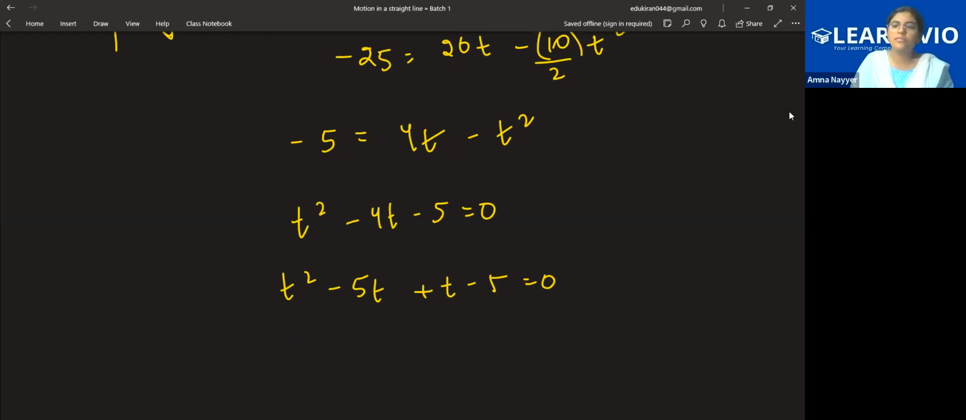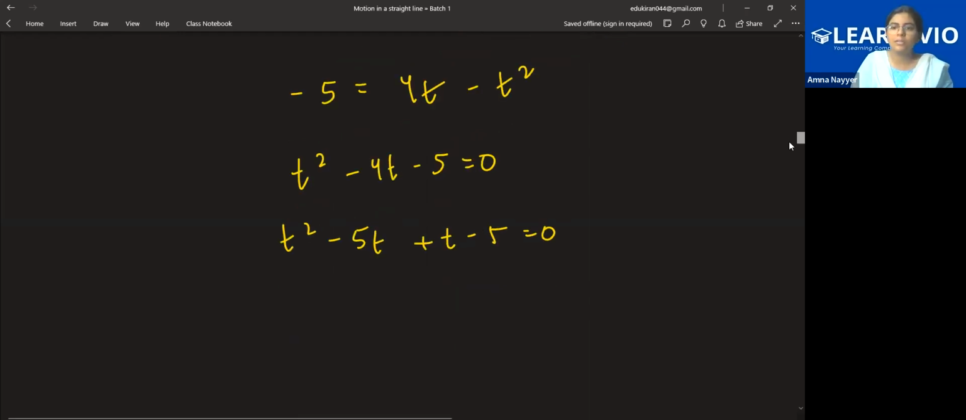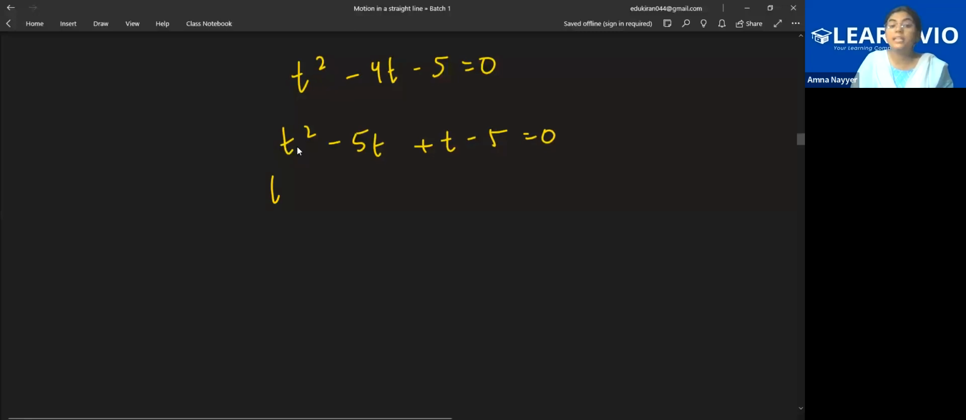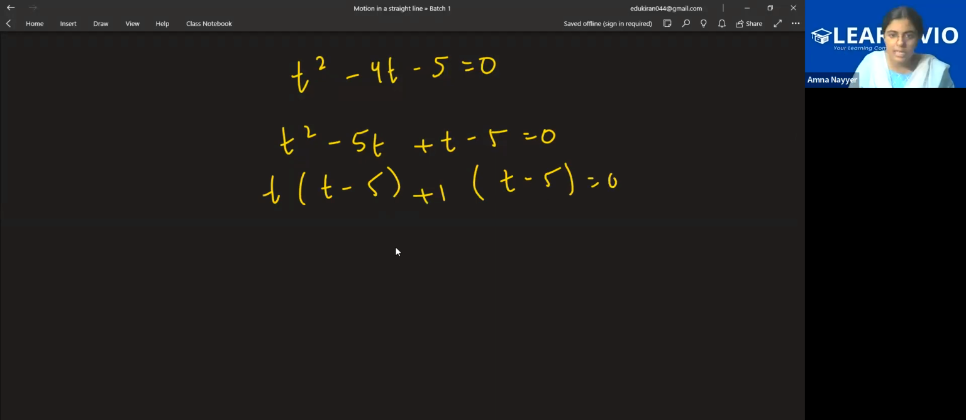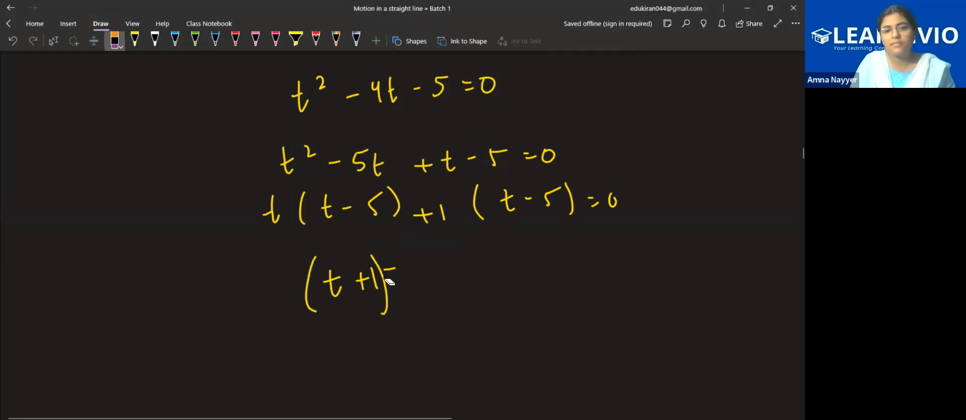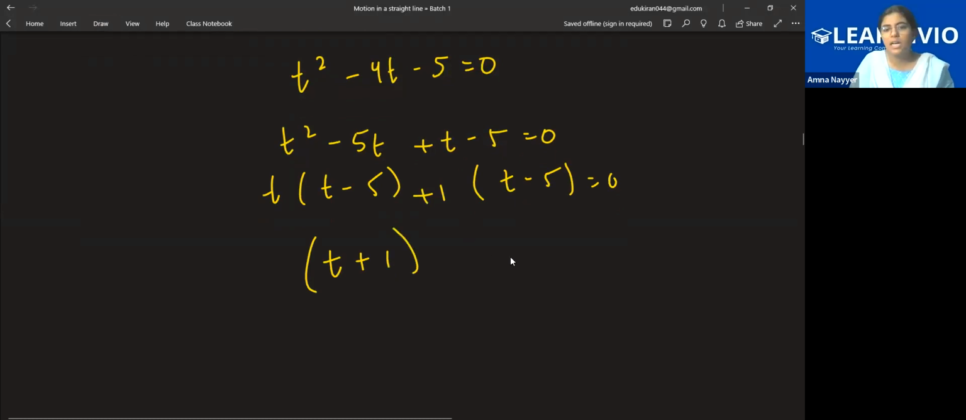Let's take common. From here, if I take t common, this is t minus 5. From here, plus 1 is left. Again, this will become t minus 5. Splitting the middle term from your class 10. So I have two values. One value is t plus 1, other value is t minus 5 is equal to 0.